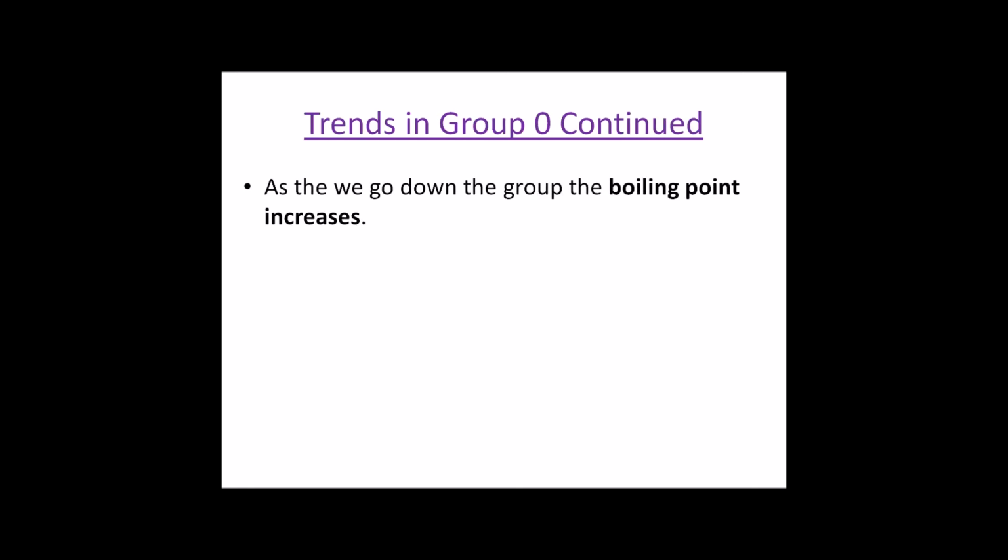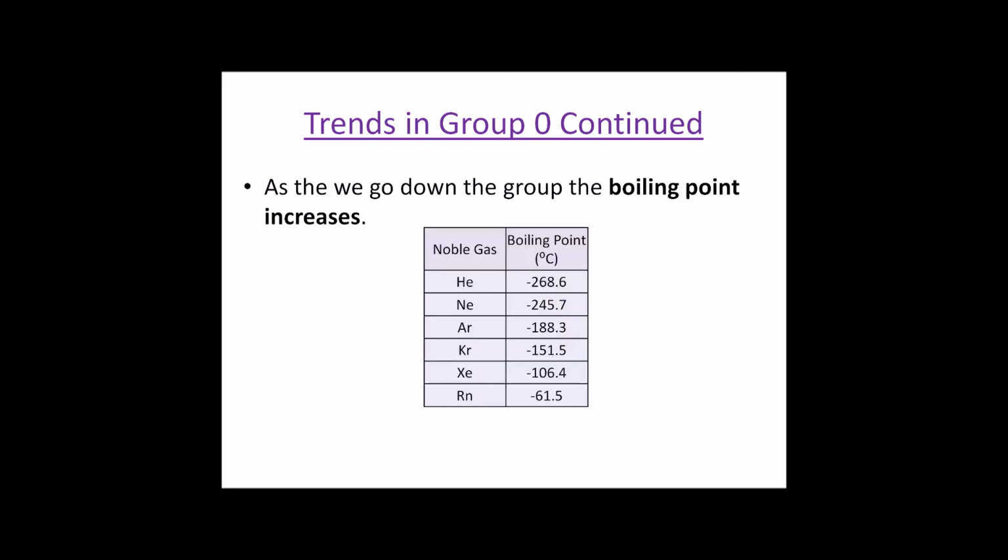As we go down the group as well, the boiling point increases, so it takes more energy to boil them. And here are the boiling points. So helium at the top of the group has got a boiling point of minus 268.6 degrees Celsius. So that means if you want to turn it into a liquid, you've got to cool it down to that temperature, or below that temperature. Radon, though, boils at minus 61.5 degrees Celsius. So any temperature below minus 61.5, radon will be a liquid. Above minus 61.5, it's going to become a gas.